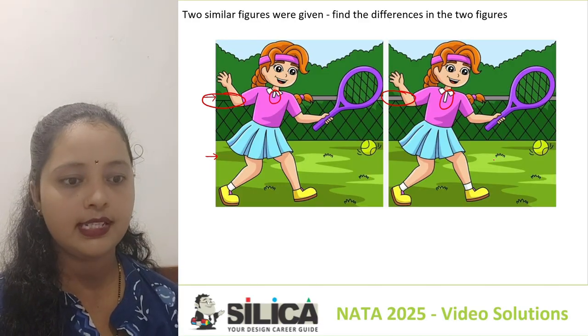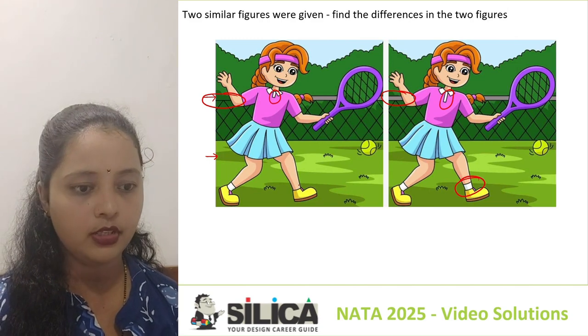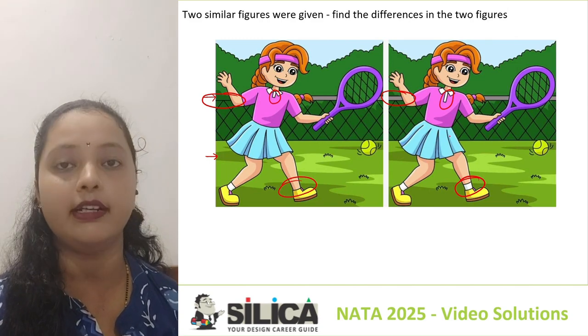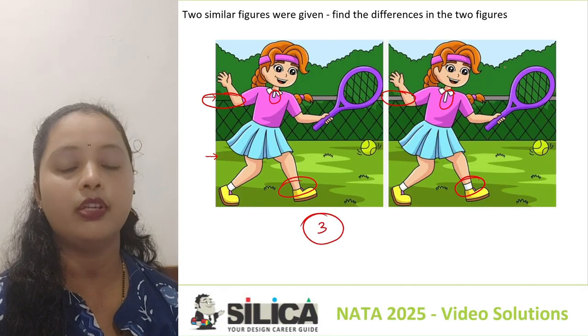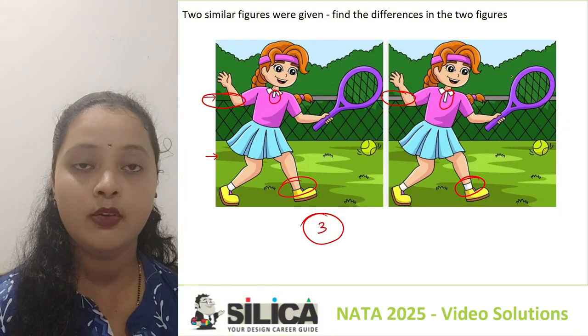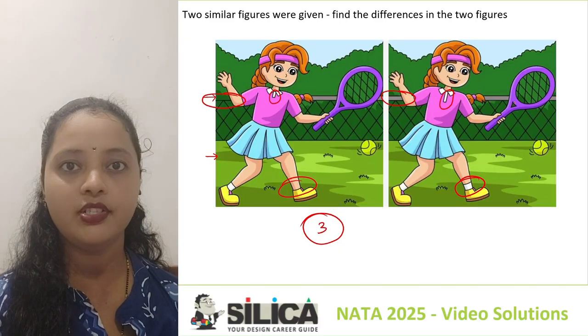Then in this middle section, is there anything changing? No. Then when I go to the bottom section, you can see the socks are missing. So totally how many differences do I have in this particular figure? The total number of differences is 3. A very easy question, but yes, be vigilant and scan the images properly. That's the question. Thank you.